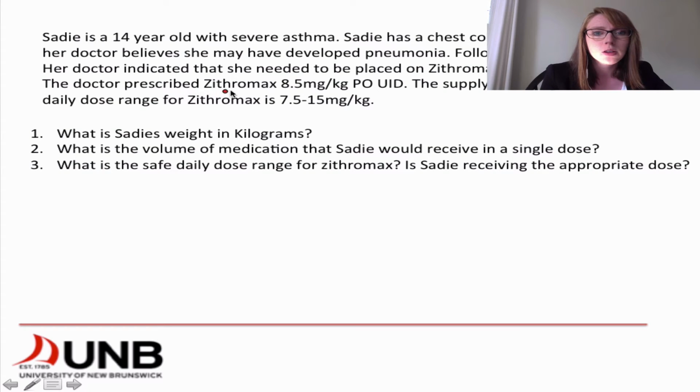Her doctor prescribed Zithromax 8.5 milligrams per kilogram PO once a day, so we'll underline that as well. And the supply is 325 milligrams per 5 mL. The safe daily dose range for Zithromax is 7.5 to 15 milligrams per kilogram. So we have a couple questions that we're going to go through. First off, what is Sadie's weight in kilograms?